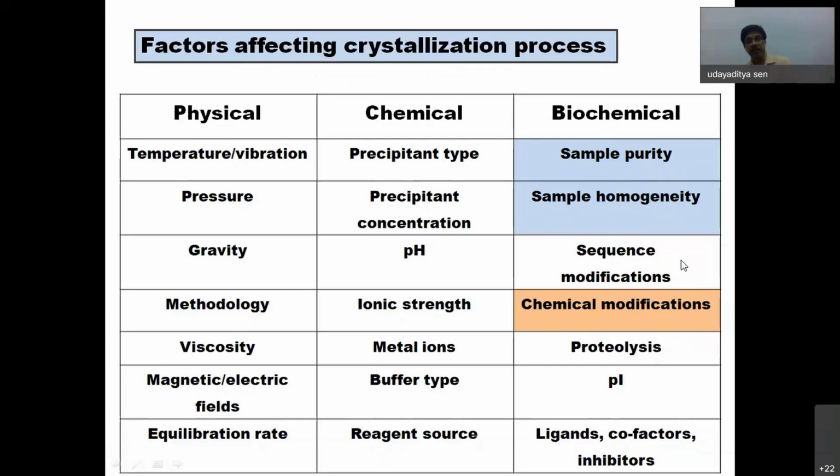You can modify a sequence, and you can also do chemical modification to your protein. Suppose your protein has a surface cysteine and you want to crystallize it, but in solution, one surface cysteine formed a disulfide bond with another molecule, and that will hamper your crystallization. So the best way is to mutate the cysteine, and most probably people do cysteine to serine or cysteine to alanine, and see if it is a surface cysteine, and then proceed with crystallization. pI will come a little later, ligands and cofactors also will come a little later.